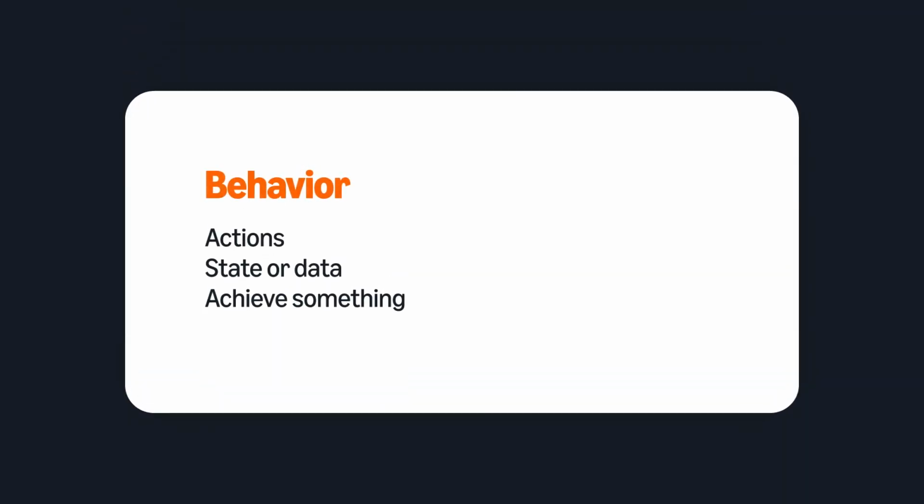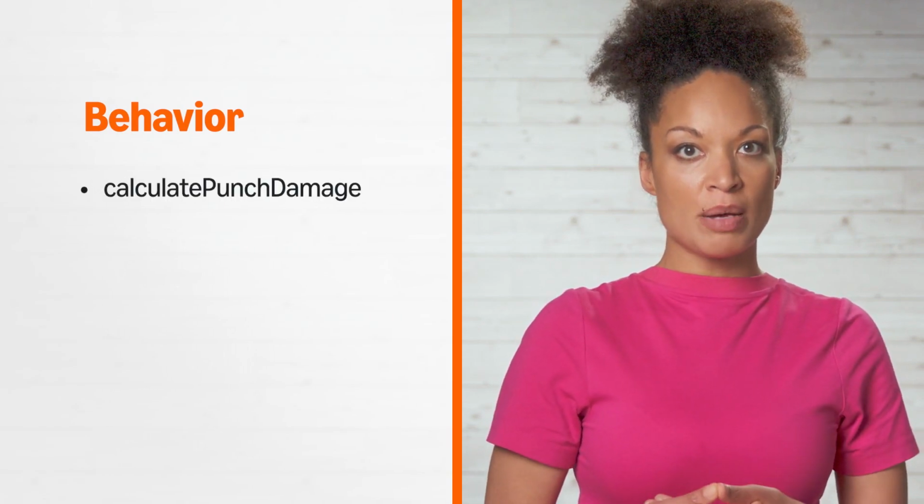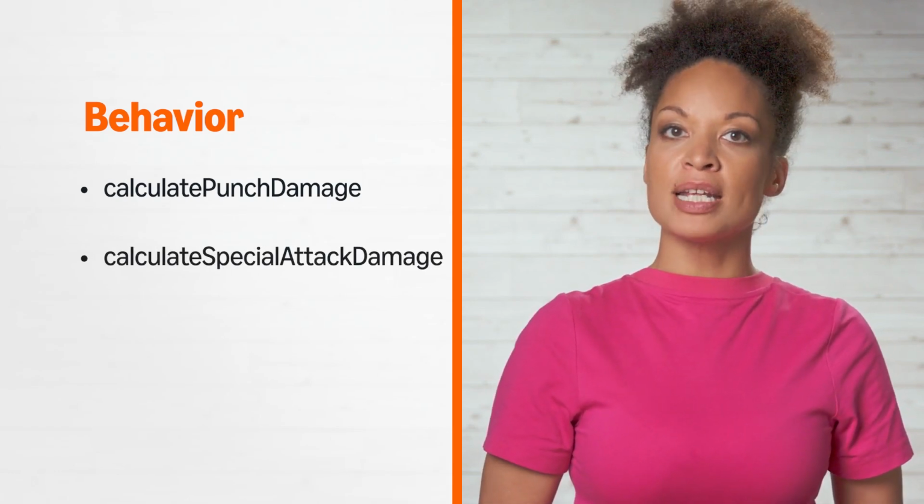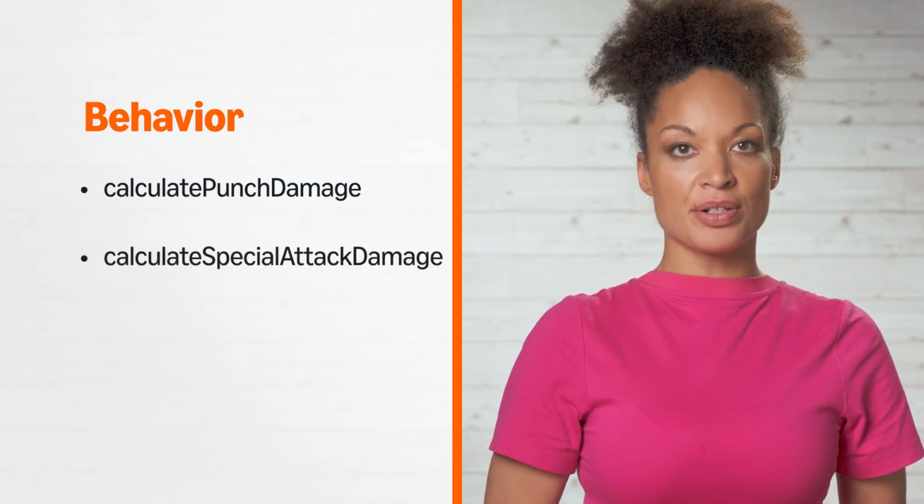The final component is behavior. This refers to the actions an object can perform. These actions operate on the object's state or data to achieve something. For example, the Hero class represents a hero character in your application. The methods calculatePunchDamage and calculateSpecialAttackDamage represent the behavior of this hero character.